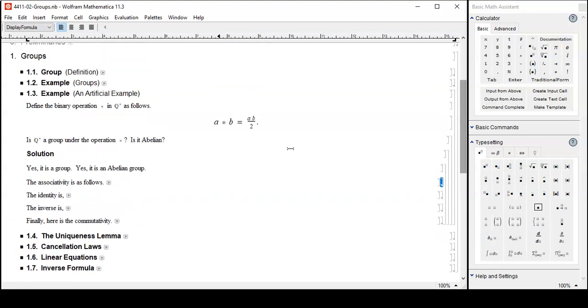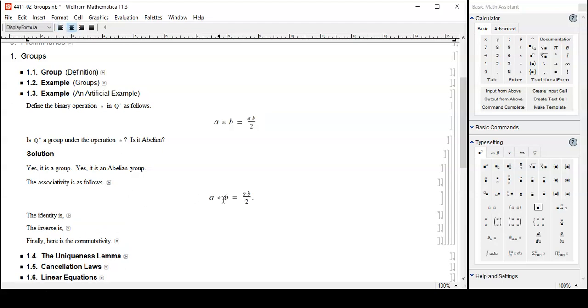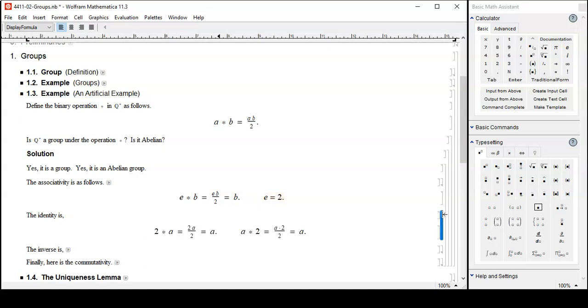Now, identity. This is the operation, and that has to be back to B. So what is your A? If you have 2, then 2B over 2. Looks like that's the identity. Is that true? Yes, you can check rigorously: 2 star A, A star 2.